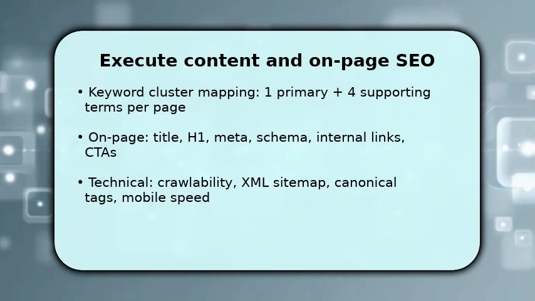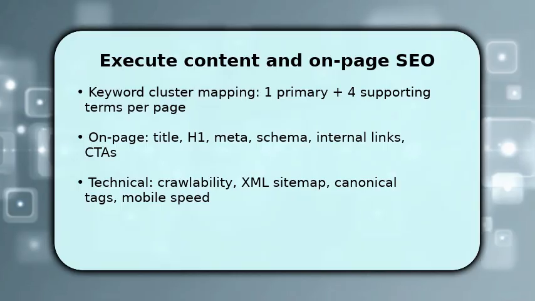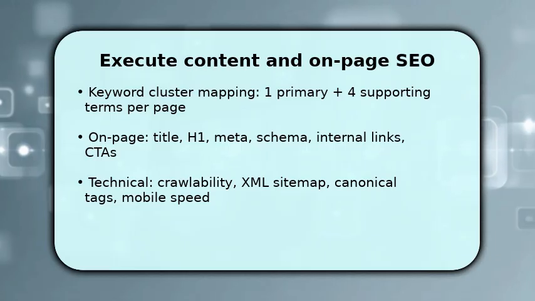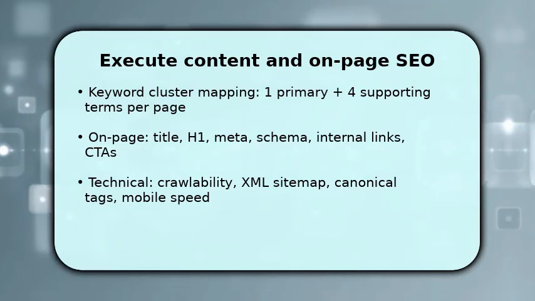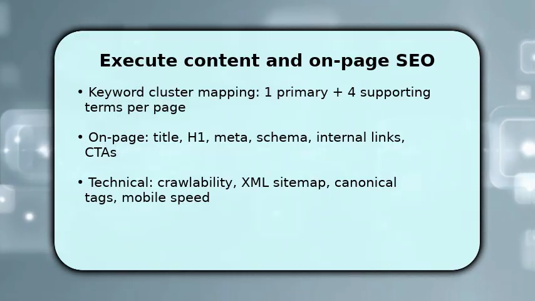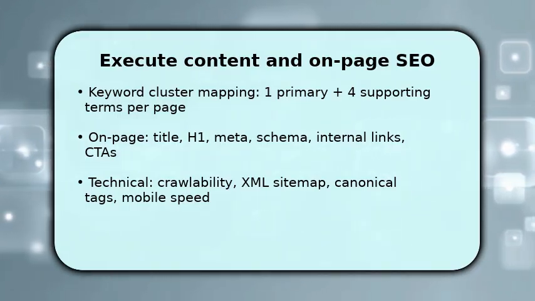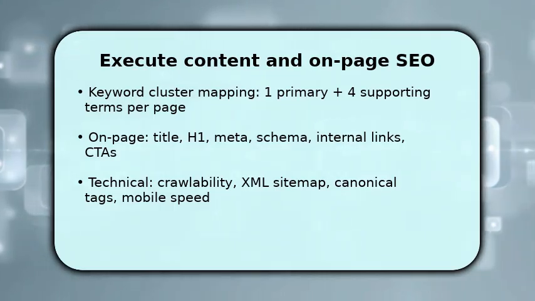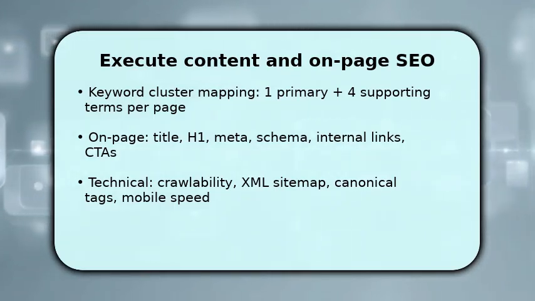You map keyword clusters. Assign one primary term and 4 supporting keywords to every page so content ranks for related queries. Then write conversion-focused copy. Use titles, H1s, persuasive meta descriptions, schema for product/review, and obvious CTAs. Once done, build internal links from hubs to reviews to pass authority and guide clicks.